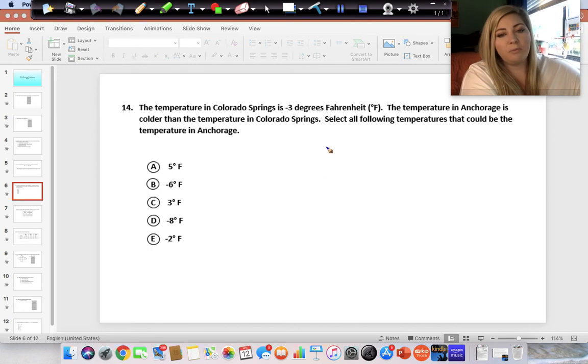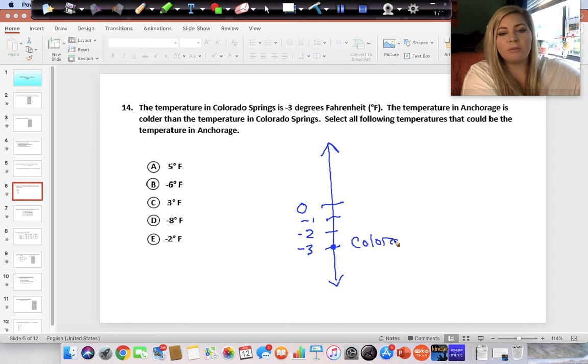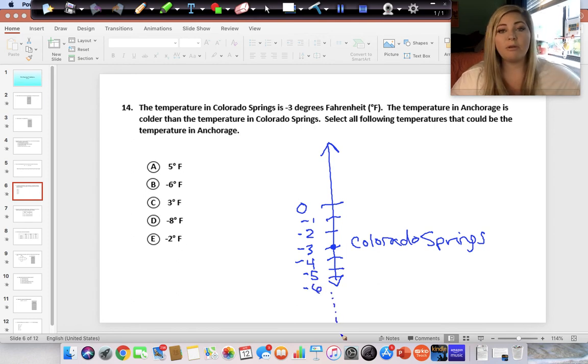Here's what I do. A thermometer goes vertically, right? Number lines can also go vertically. So what I do is I'm going to put 0 here, -1, -2, and -3. We want it to be colder than this because this is Colorado Springs. So anything that is below -3 on the number line is going to be colder than -3.